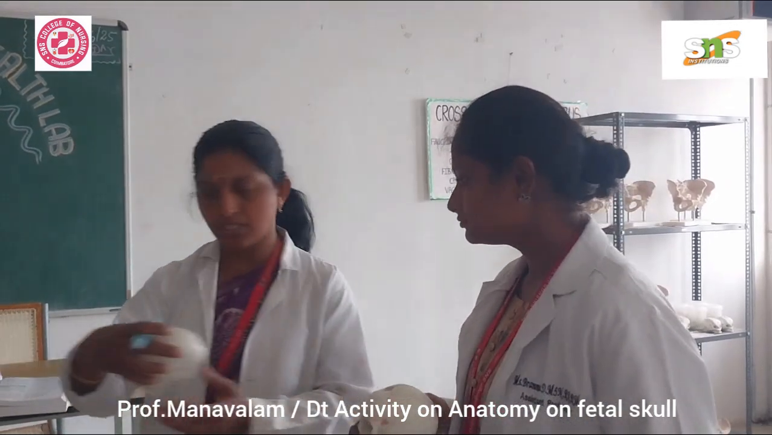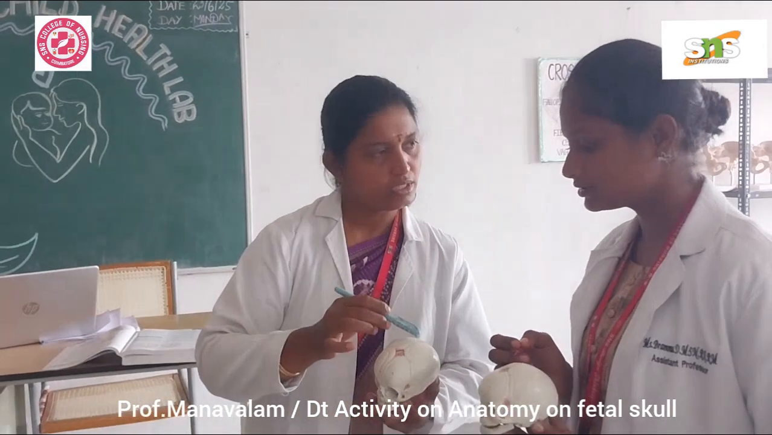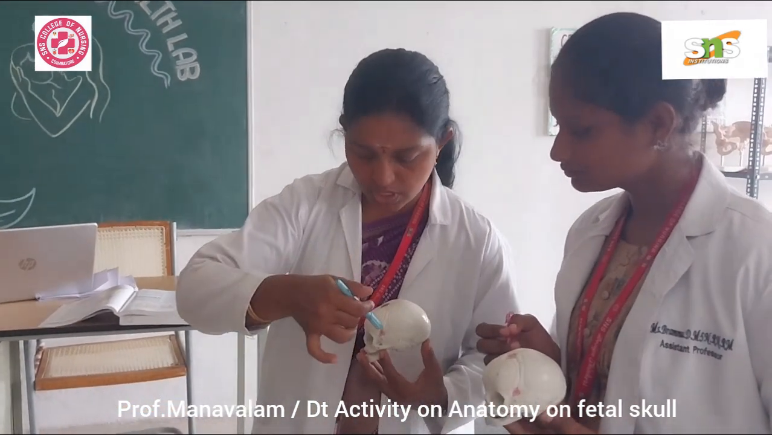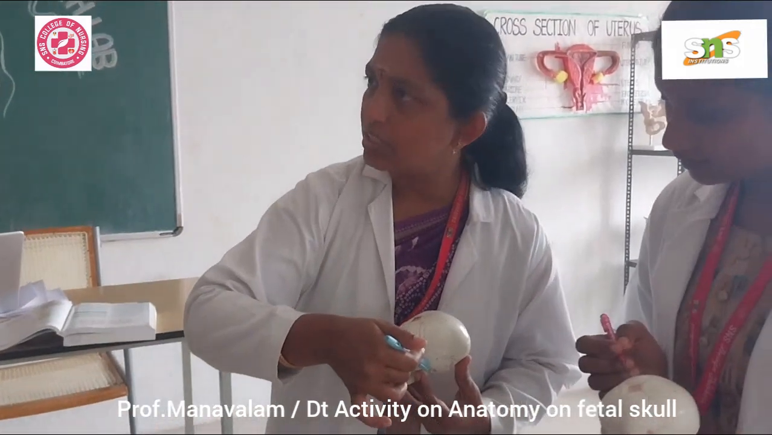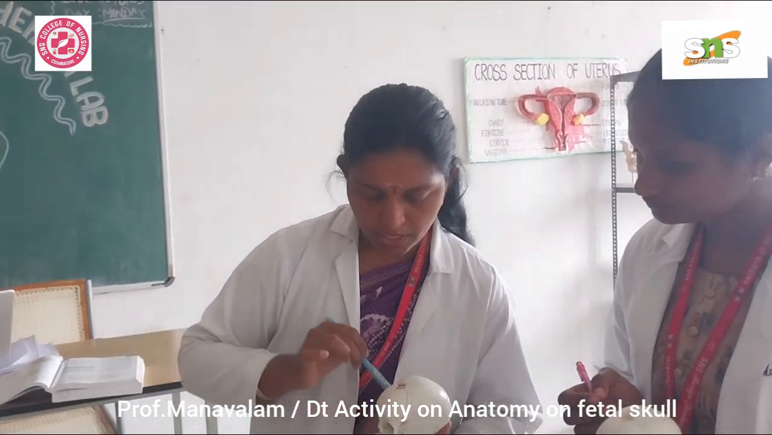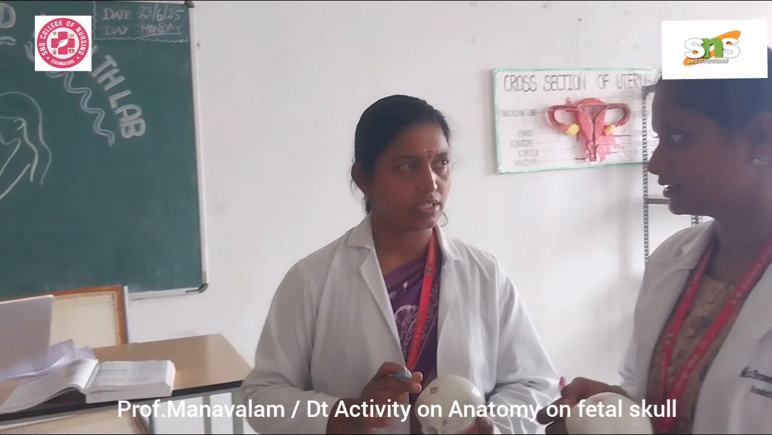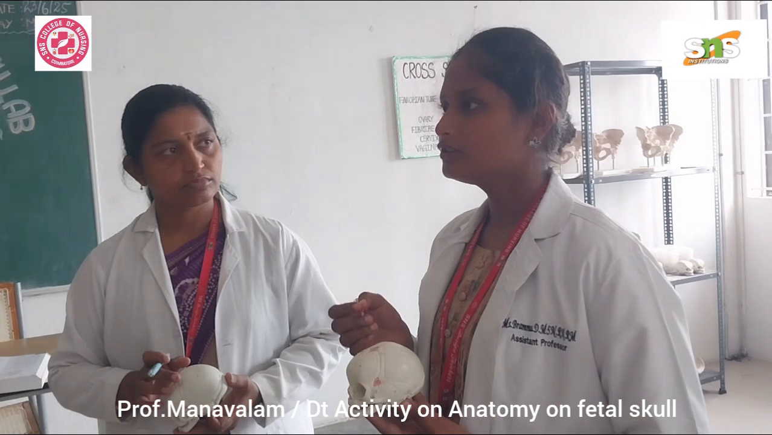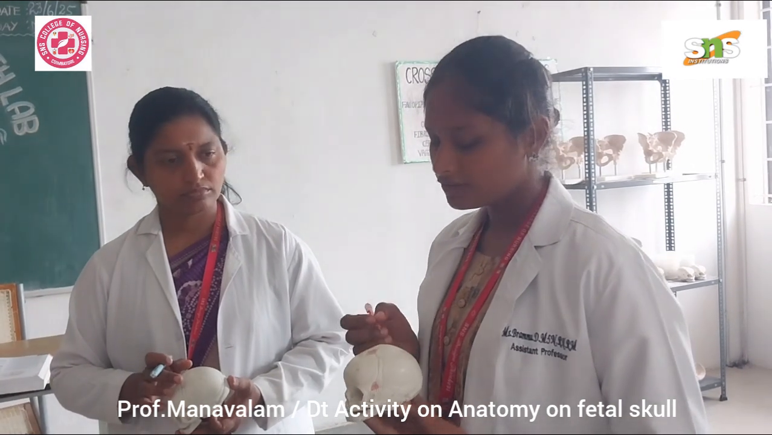The biparietal diameter is measured between the two parietal eminences, so it is 9.5. Bitemporal is measured between the points where the coronal sutures end at the temples, and that is 8.2 centimeters. Then we have to see the longitudinal diameters of the fetal skull. They are divided into 6 types.